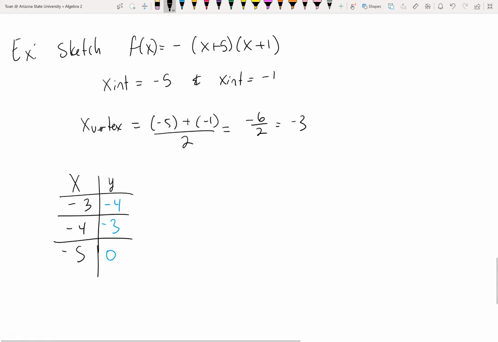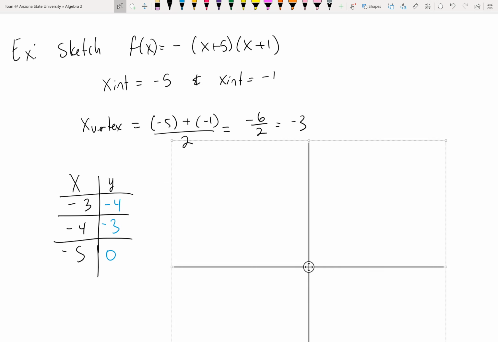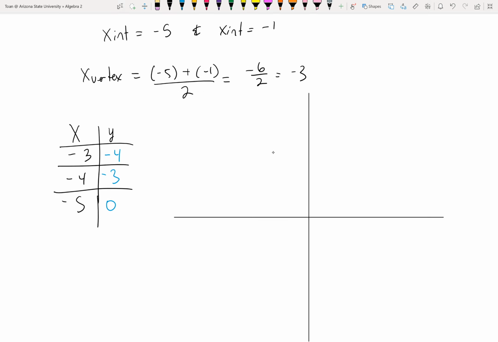So make a coordinate graph. Here we go. Try to fit in 10 by 10. I can only fit 8, but the y values aren't big, so that's not going to be a problem. And then just plot everything.